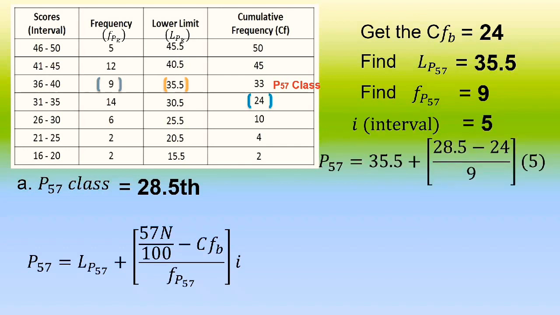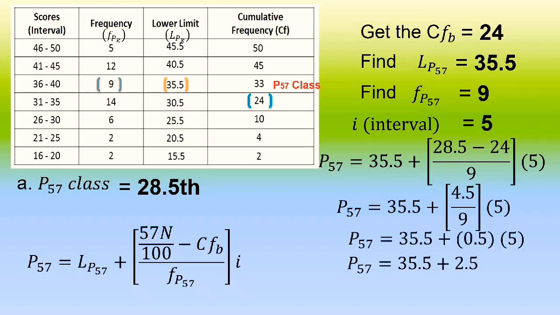Substituting the values in our formula, we have 57th percentile is equal to 35.5 plus the quantity 28.5 minus 24 all over 9 times 5. Simplifying our expression leads us to the value of our 57th percentile, which is equal to 38. So therefore, the approximate value of our 57th percentile is equal to 38.